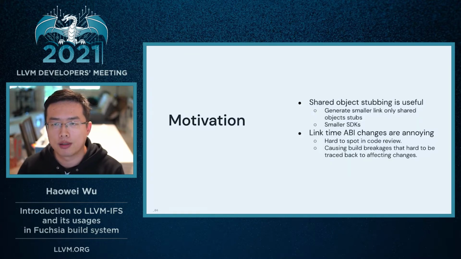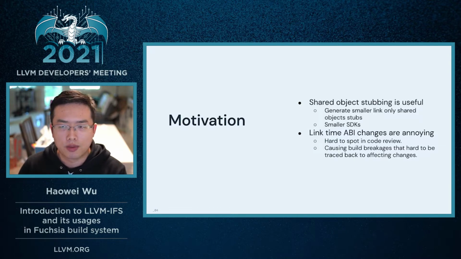The motivation behind this tool is relatively simple. First of all, the shared object stubbing is very helpful. It reduces the size of link time only binaries, so it can reduce the sizes of distributed packages like the SDKs. Another aspect is that we are seeing frequent changes in the link time ABIs. This type of breaking changes breaks the build, and they are extremely hard to spot during the code review process. If we can have a human-readable representation of the ABI, that will help to avoid this type of issues.